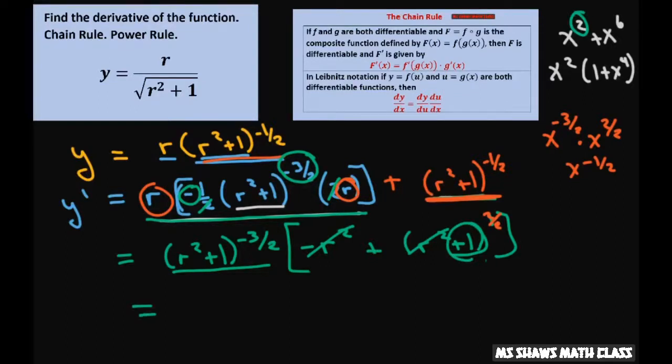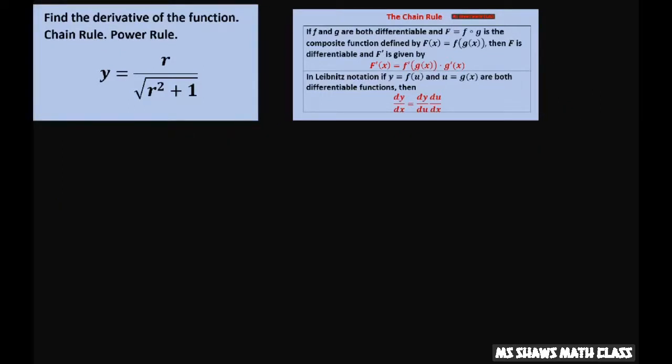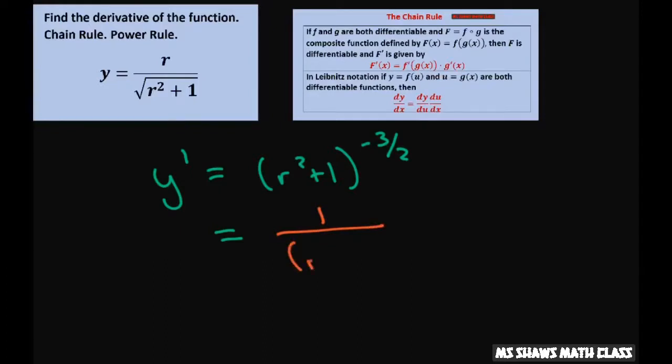So our final answer is just going to be (r squared plus 1) to the negative 3/2 times 1. And that all equals y prime equals (r squared plus 1) to the negative 3/2. And if you can't use negative exponents, that would be 1 divided by (r squared plus 1) to the 3/2. Or you could write it as 1 divided by, that's your root, so that would be the square root of r squared plus 1, and then that would be cubed.